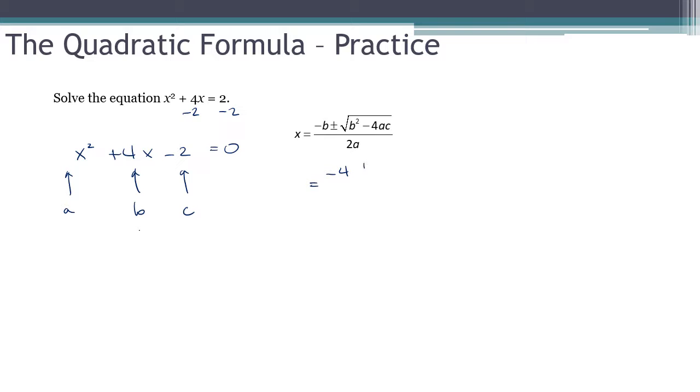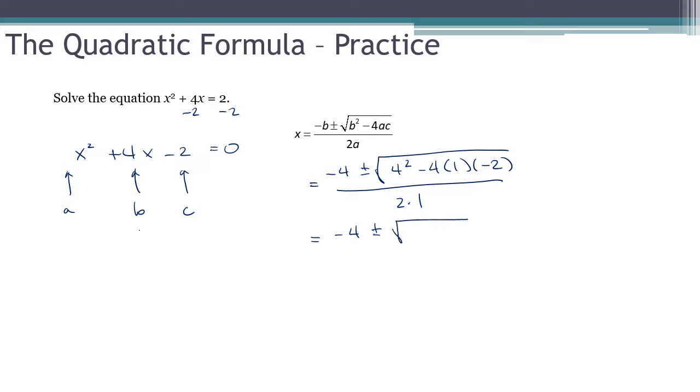Negative 4 plus or minus the square root of 4 squared minus 4 times 1 times negative 2, over 2 times 1. Now we'll start simplifying. The negative 4 is just going to kind of stay there, plus or minus the square root of 16 plus 8 over 2, which is negative 4 plus or minus the square root of 24 over 2. And now I'm not done. I'm not quite done yet this time, because I'm looking at that 24 and I'm thinking I can probably simplify that.